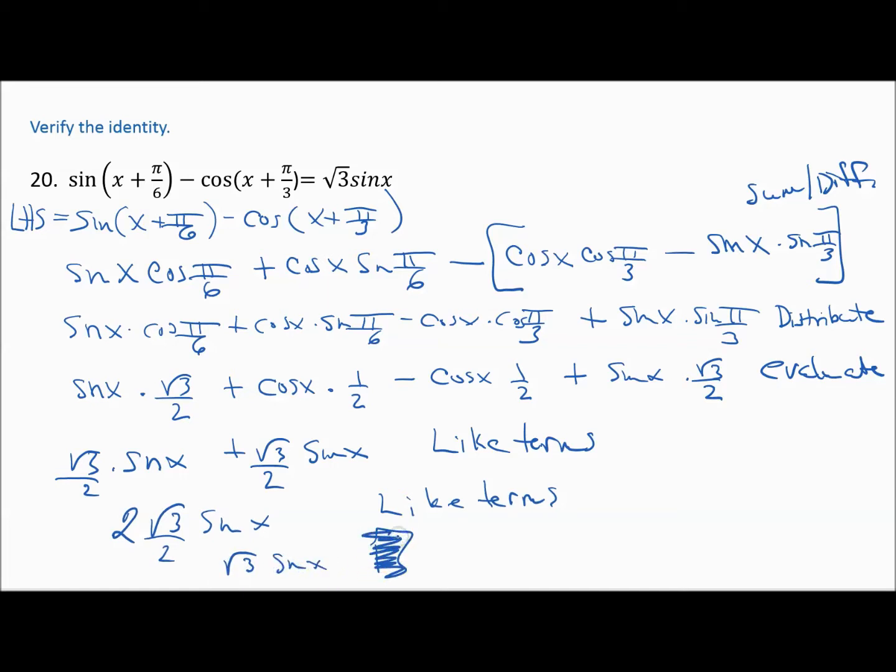Notice I didn't even go to the other side. By the way, it's a cancel step here. I didn't even go to the other side to see what we were trying to get. I just started simplifying, and that's what we ended up with.